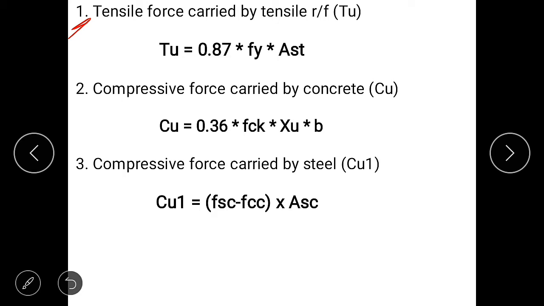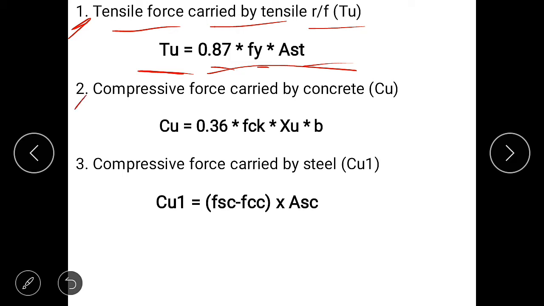What is TU? TU is the tensile force carried by the tensile reinforcement. The formula is 0.87 Fy into AST. If you have to calculate TU, then use this formula, 0.87 Fy into AST.